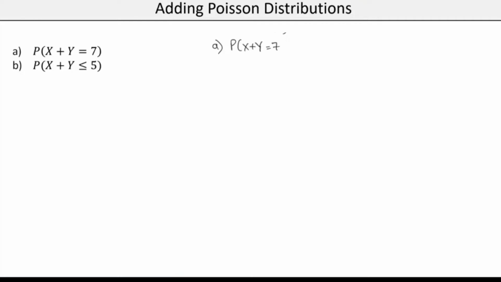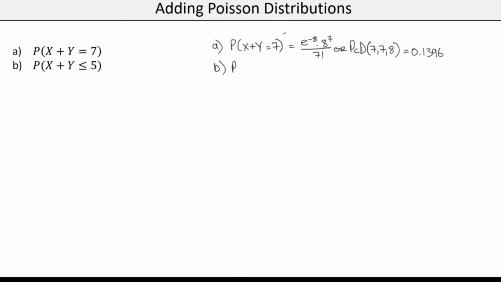From here, the probability of X plus Y equaling 7, we can use the probability function, e to the negative 8, 8 to the 7 over 7 factorial, or more likely you'll do this on your calculator. PCD 7, 7, 8. Both of them are going to get us the same answer, and the answer here is 0.1396.